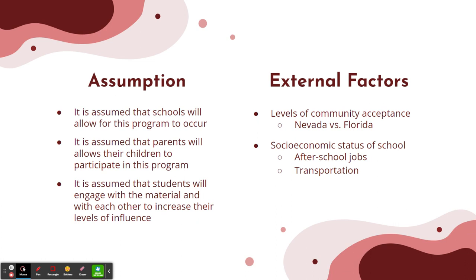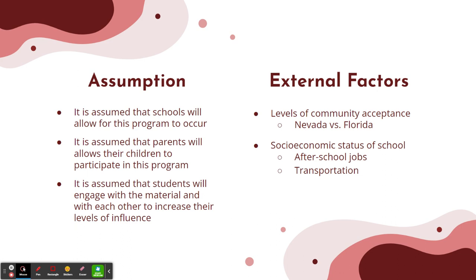So some assumptions. It is assumed that schools will allow for this program to occur, and it is assumed that parents will allow their children to participate in this program, and it is assumed that students will engage with the material and with each other to increase their levels of influence. Because as we mentioned, the social network theory requires levels of influence from their peers. And so if students are engaging with the material and with each other, that level of influence will occur, which may reduce the program's effectiveness as well.